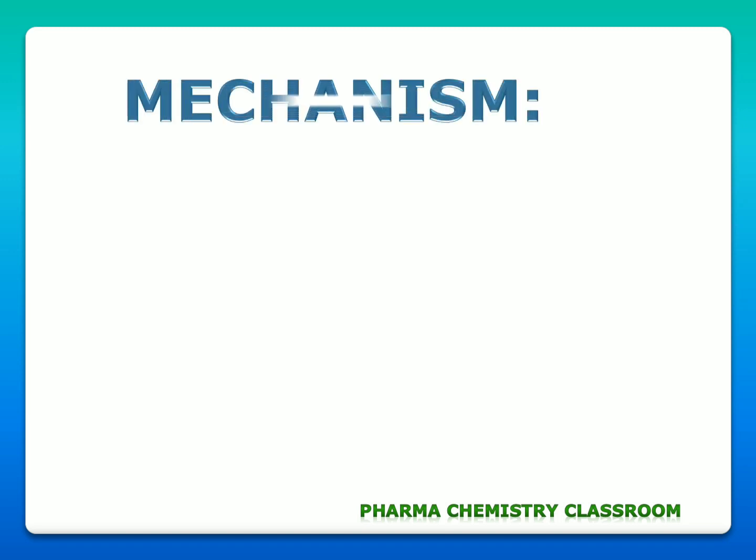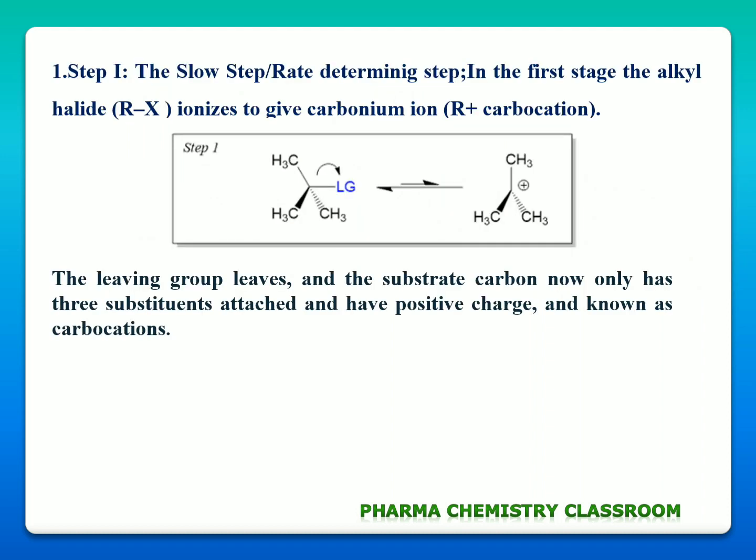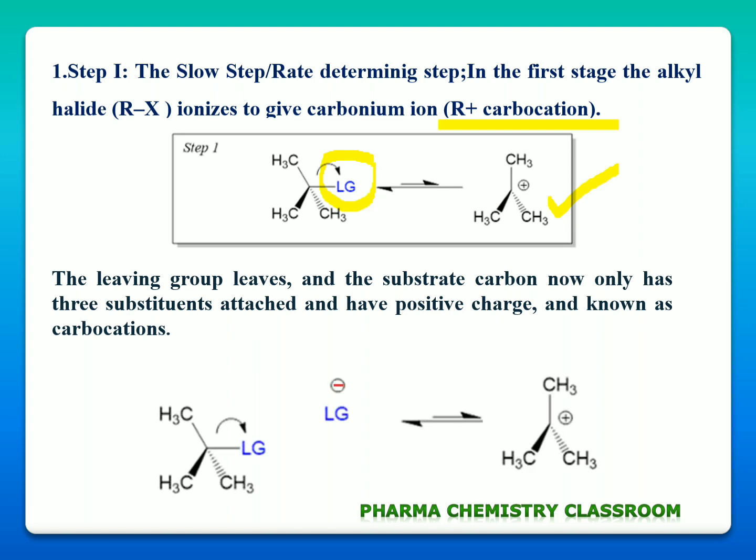Next comes the mechanism of the SN1 reaction. The reaction takes place in two steps. What are the steps? Step 1 is the formation of a carbocation. The leaving group leaves the substrate and we get a positively charged carbocation. See here, the leaving group leaves and a carbocation is formed.